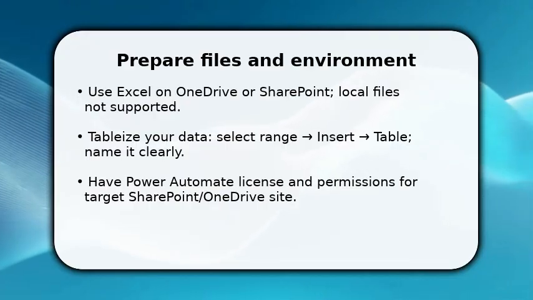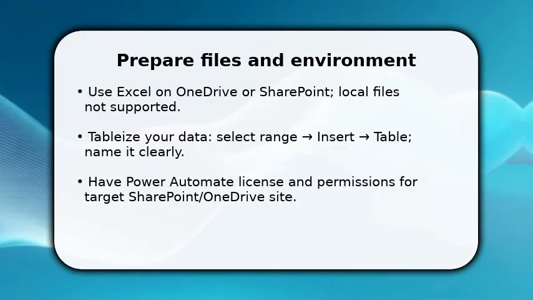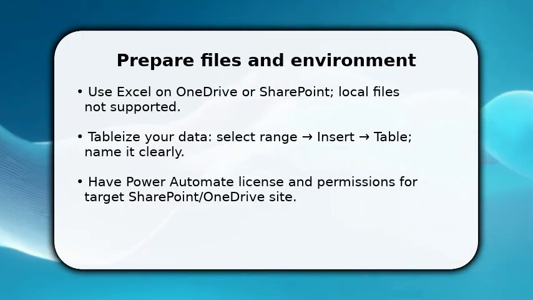You start by placing the workbook where Power Automate can reach it, OneDrive or SharePoint. Create a proper Excel table and give it an explicit name so flows target it reliably. Next, sign into Power Automate with an account that has permissions to the file location.